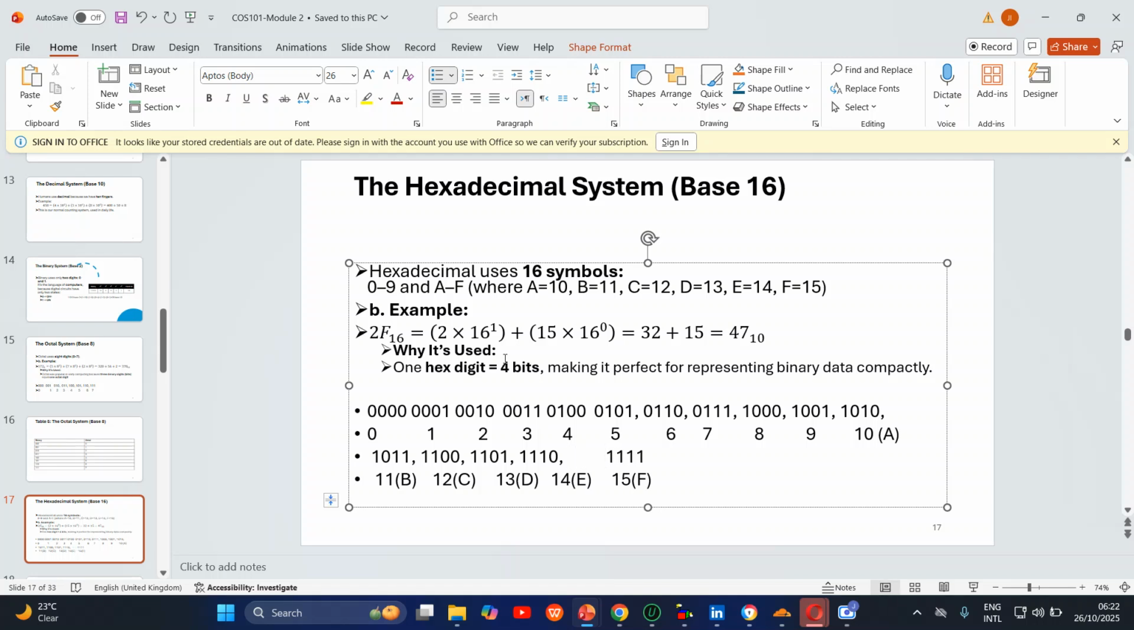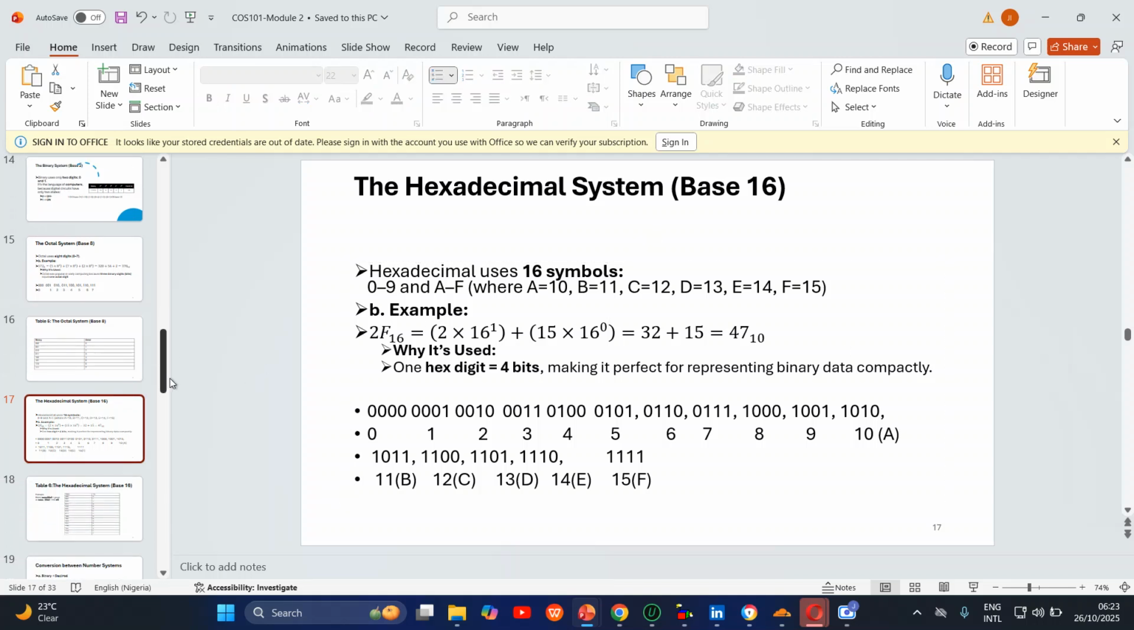Now if you're given this to convert to base 10, it's still the same process we used for octal to base 10. The F is multiplied by 16 raised to the power 0, and the other digit by 16 raised to the power 1. That's why we have 2 times 16 raised to the power 1 plus 15 times 16 raised to the power 0, which will give you 32 plus 15, which is 47 base 10. So a hexadecimal digit, which is 4 bits, makes it perfect for representing binary data compactly.